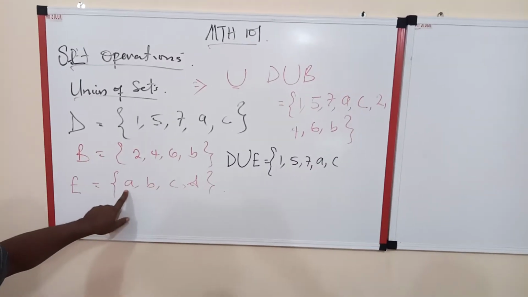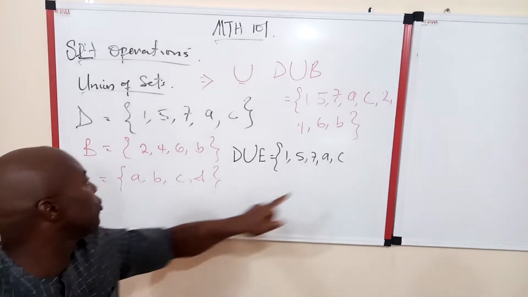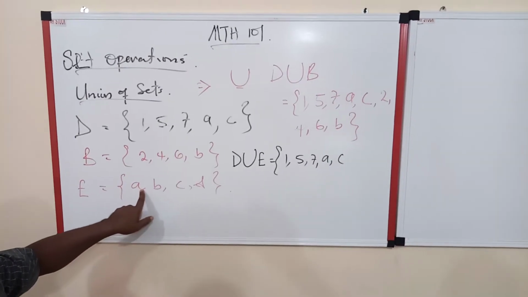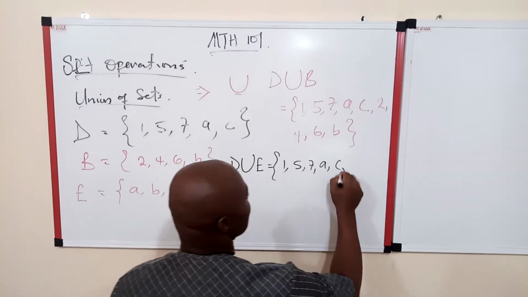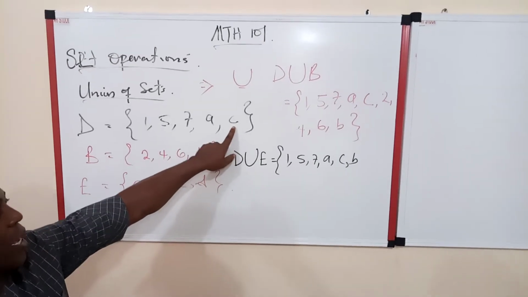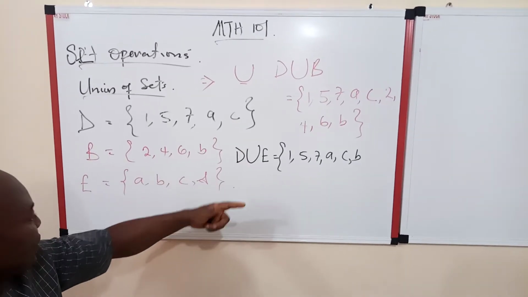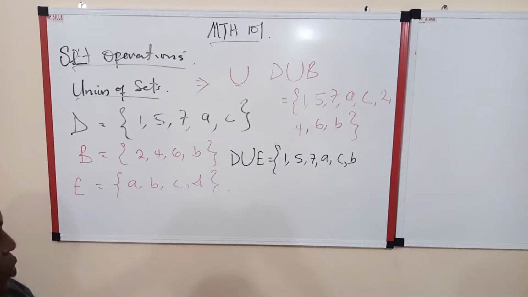Now, when it comes to E, you can see that A is here, so we don't need to write it, since we have collected this already. B is here, but B is not contained in this one, so we can include B here. You can see that C is here, and C is also here, and we said there is no need for repetition, so we don't need to write it because we have taken it already. And the last one is D.